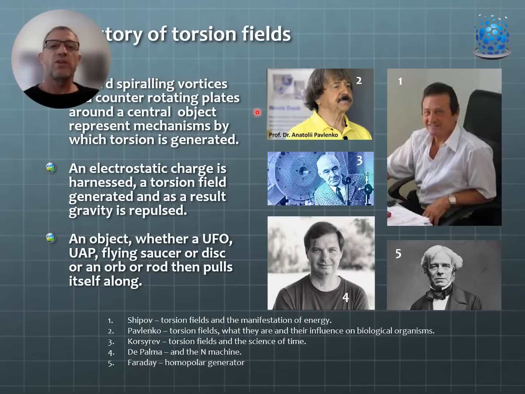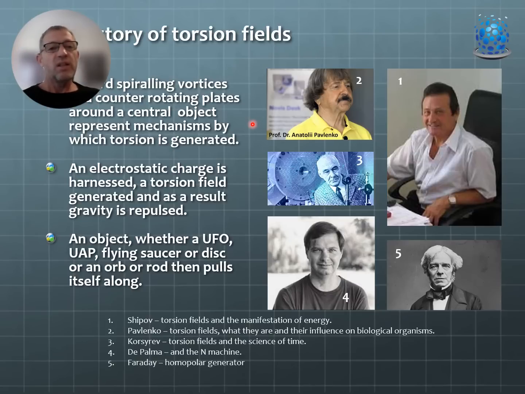Torsion fields is another interesting one. Now, there's a lot of work by Russian scientists on this, and it's quite hard to find in the literature. And again, they look at spiraling vortices and in terms of torsion fields, and I suggest that there's a lot of connection there with counter-rotating plates around central objects that represent mechanisms by which torsion is created.